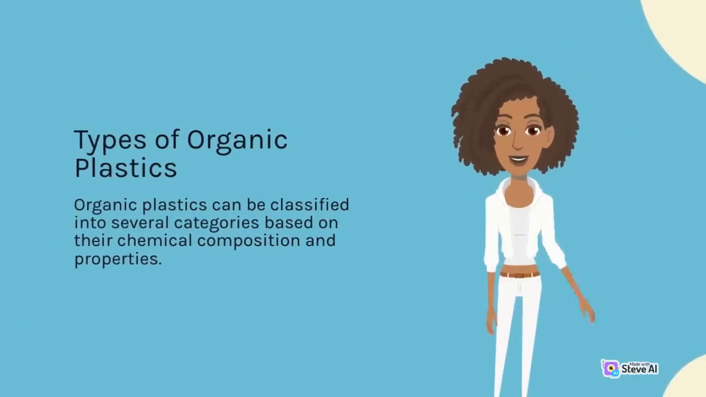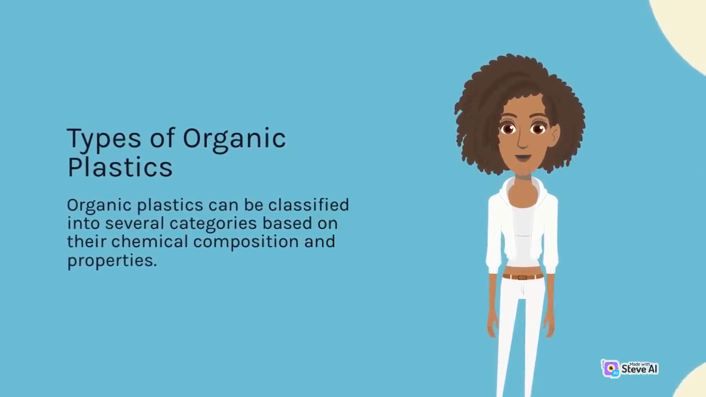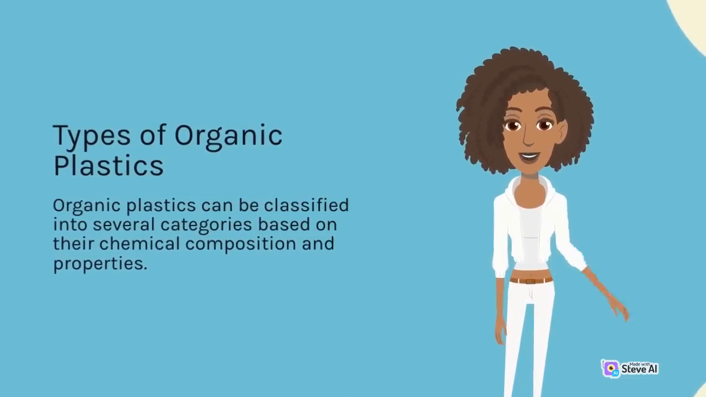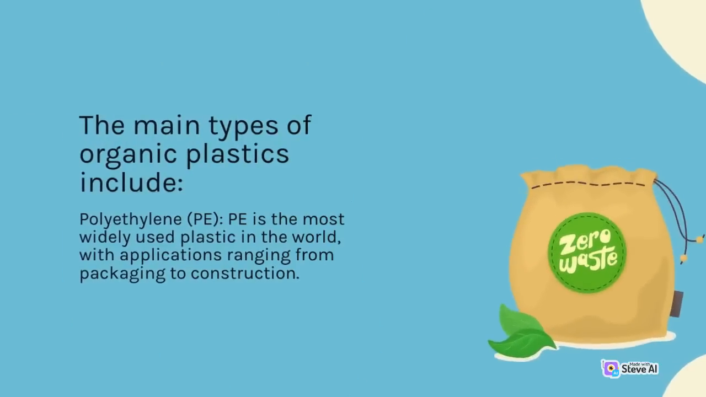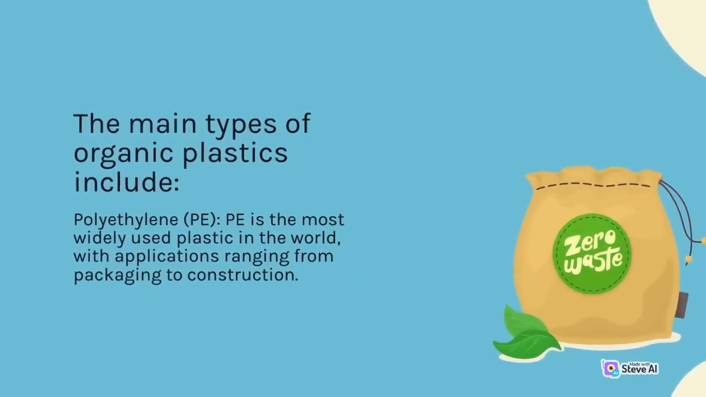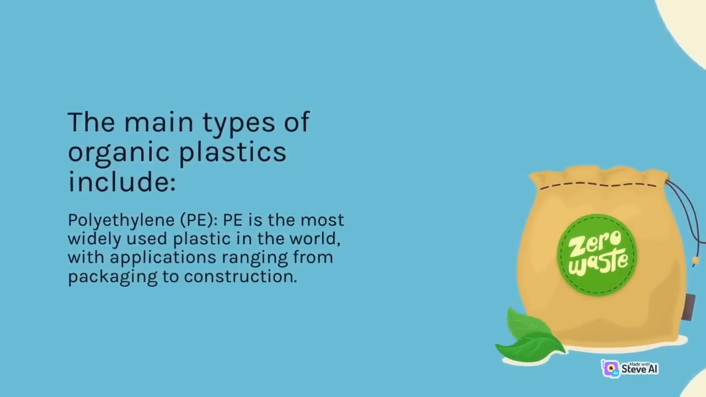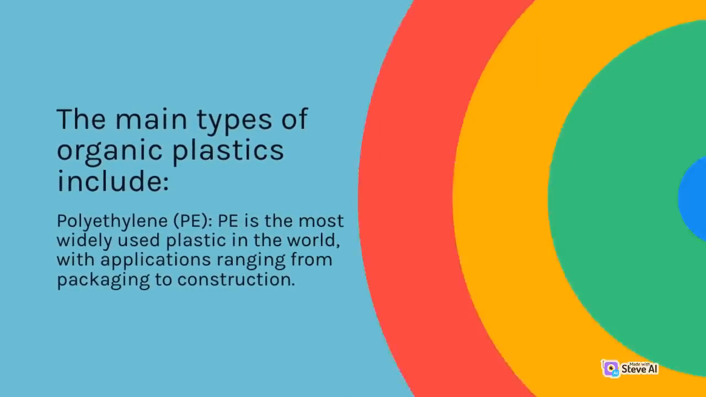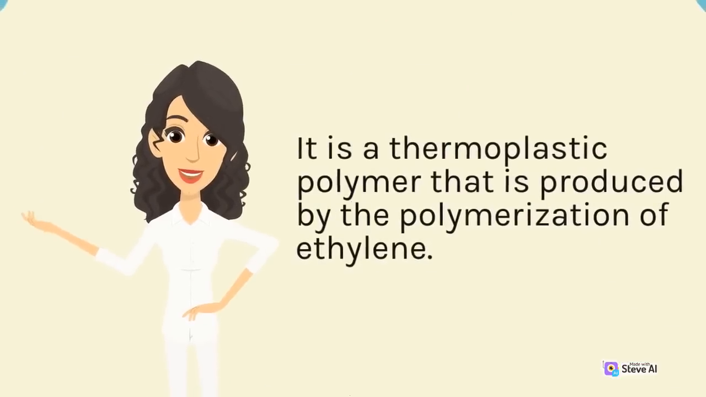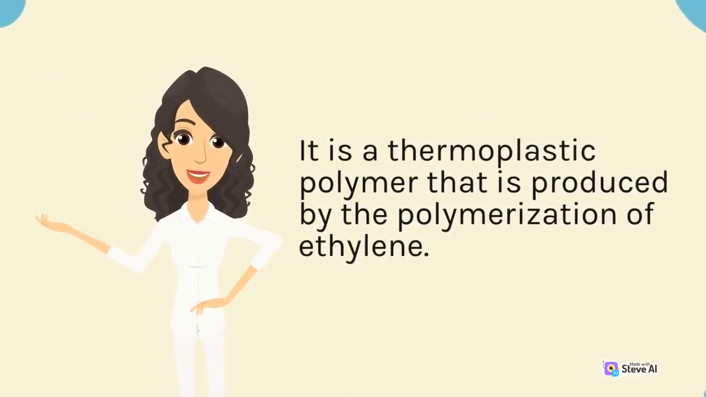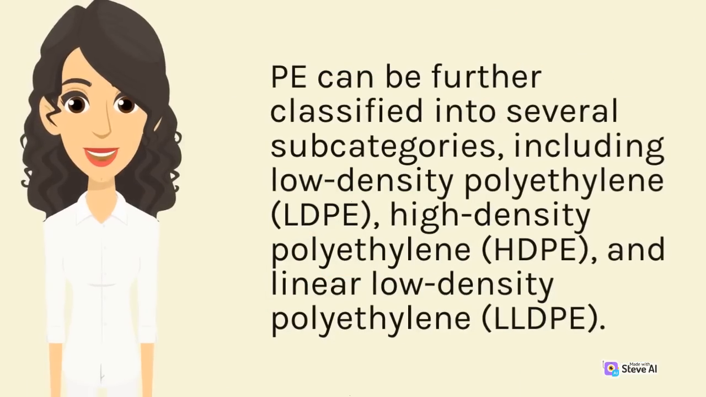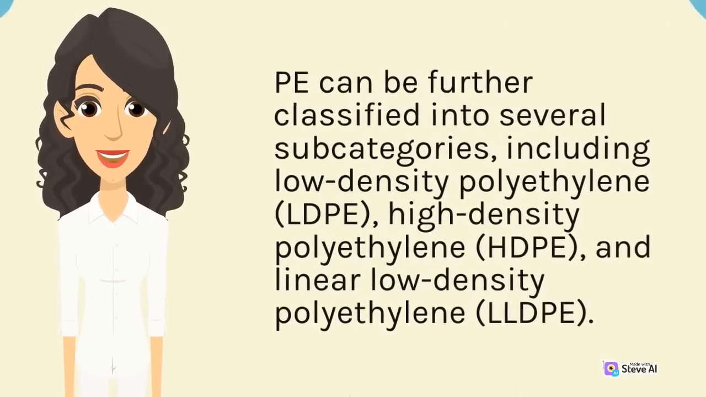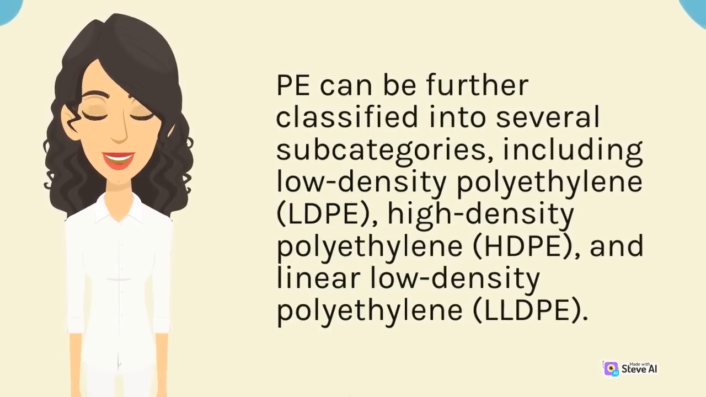Types of organic plastics. Organic plastics can be classified into several categories based on their chemical composition and properties. The main types of organic plastics include polyethylene, PE. PE is the most widely used plastic in the world, with applications ranging from packaging to construction. It is a thermoplastic polymer that is produced by the polymerization of ethylene. PE can be further classified into several subcategories, including low-density polyethylene, high-density polyethylene, and linear low-density polyethylene.